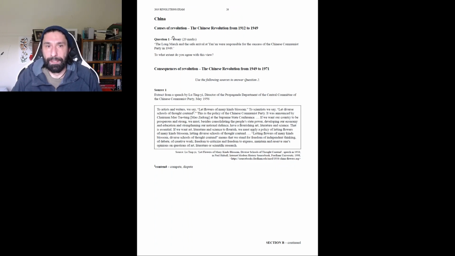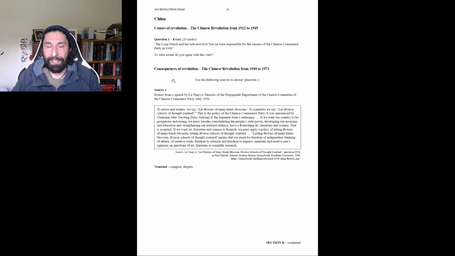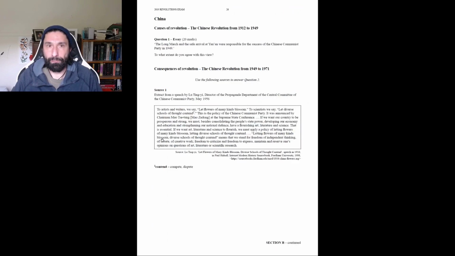So firstly, the way section B is broken down, you have the essay or the short essay, which is question 1 here, and then you have another lot of source analyses, which you can see there. This time there are only 2 sources in section B part 2, source 1, source 2, and then the 3 questions again, exactly the same structure that occurs in section A.